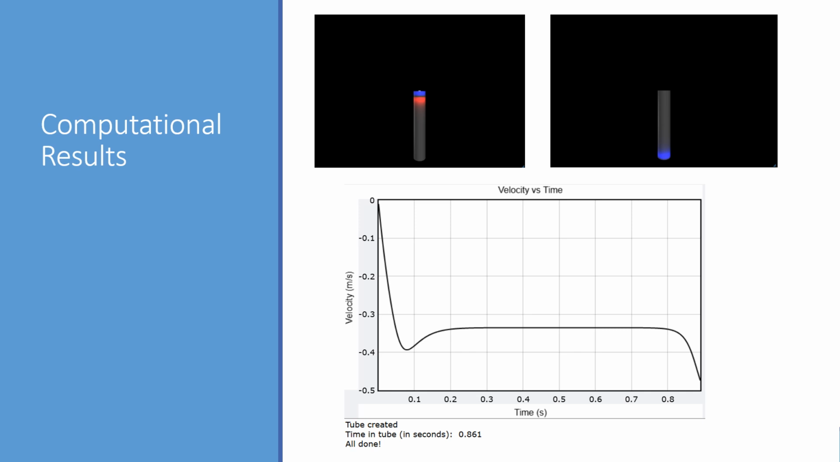So here are computational results. Basically, these two rings on top went down to the bottom, just illustrating the currents that were formed as the magnet fell through. And we also have this graph which illustrates velocity over time, showing how velocity is constant for this period from about 0.15 seconds to about 0.85 seconds, showing that there was no change in acceleration, which means that F net was equal to 0.